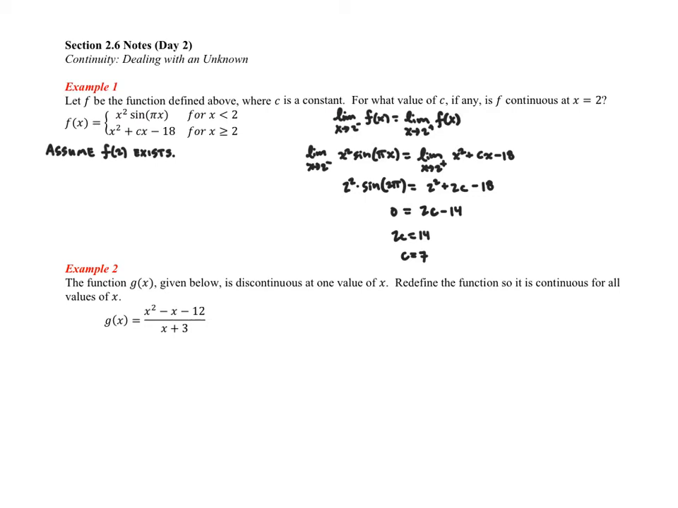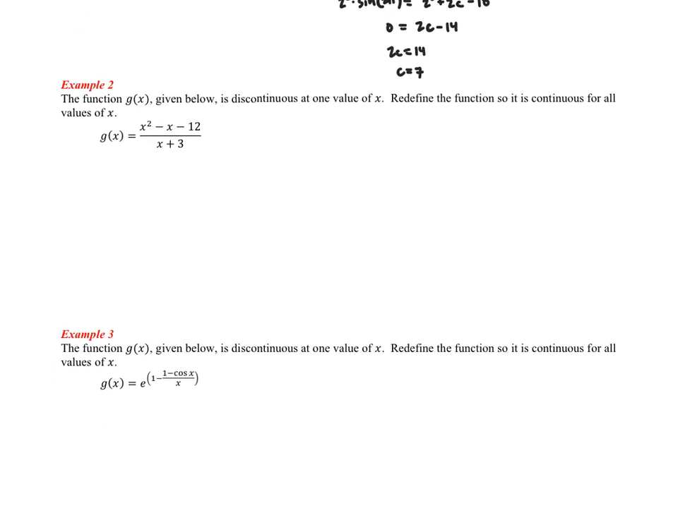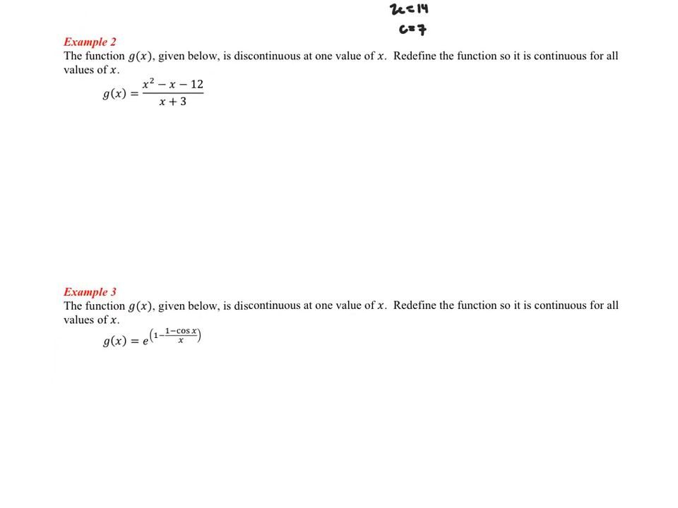Okay, let's continue with example 2. The function g of x given below is discontinuous at a value of x. Redefine the function so that it is continuous for those values or value of x. Okay, so where potentially could this function be discontinuous? I would say a good guess would be at x equals -3.